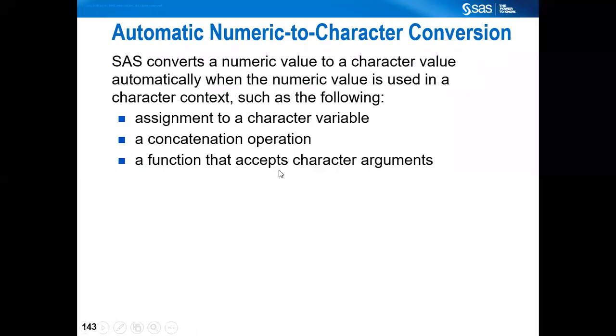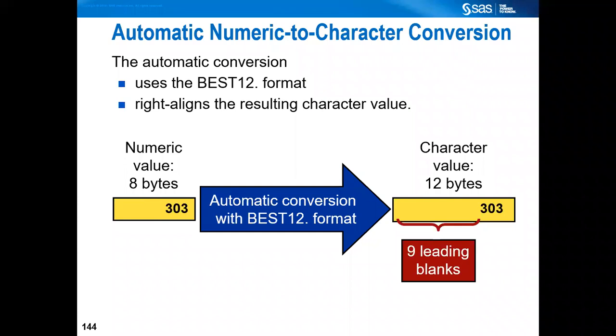Whenever an automatic conversion of numeric to character happens, SAS converts the numeric value to a character value automatically when the numeric value is used in a character context, like assignment to a character variable, a concatenation operation, or a function that accepts character arguments. In our case, we have used a concatenating operation, hence it is performing automatic conversion. But when it uses automatic conversion, by default SAS uses the BEST12. format. The word is format, not informat. Format means it applies some special values. So it uses BEST12.